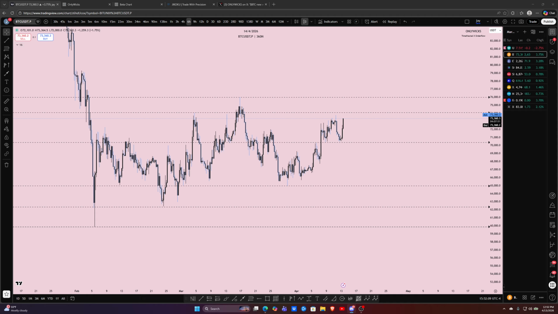Honestly, I think extensions are equally as important as the retracement, because 90% of the time they're going to line up perfectly with previous structure.